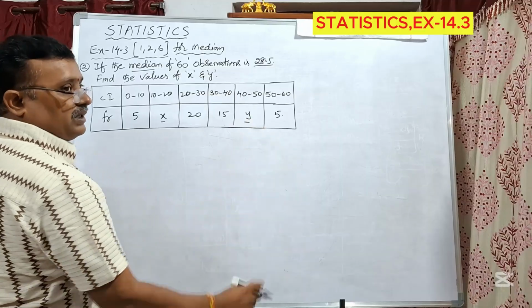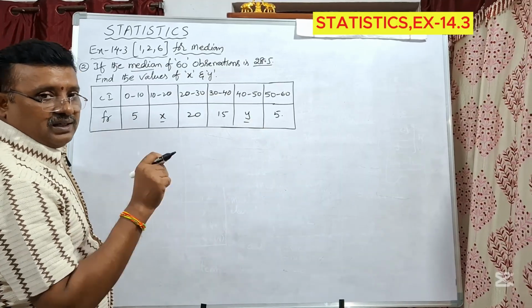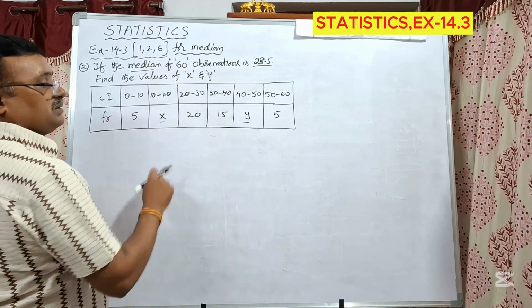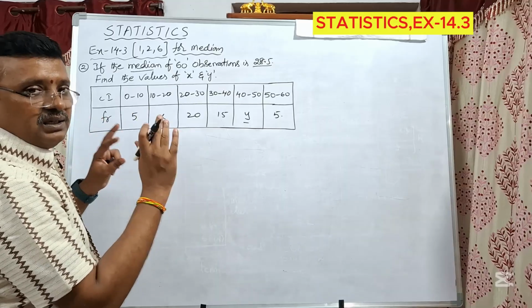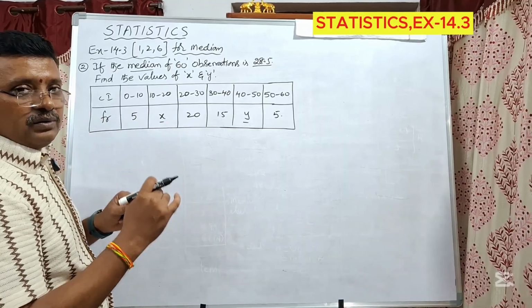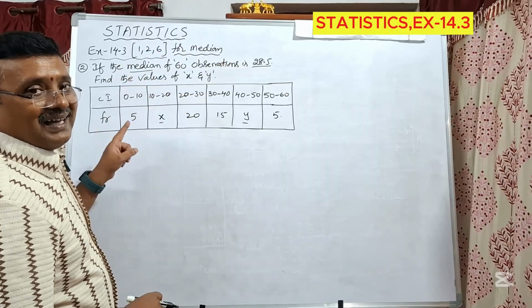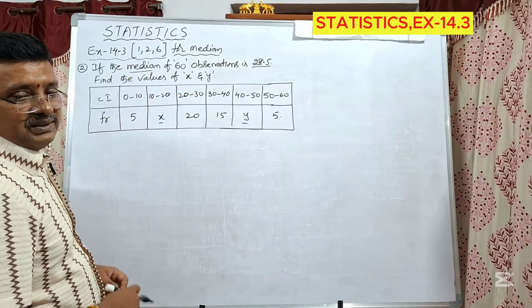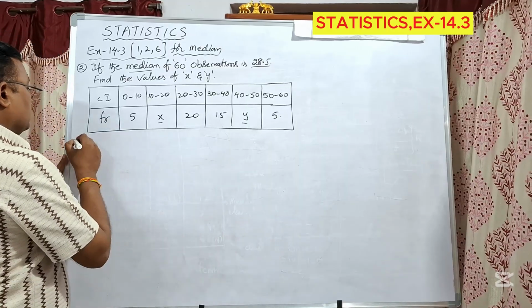So we need to find out those missing frequencies. That's for that only they had given median. In the previous question, the full table is given and we were asked to find the median. In this problem, the median is given, and we are asked to find the missing frequencies. This is also a very important model. Let us observe the process.